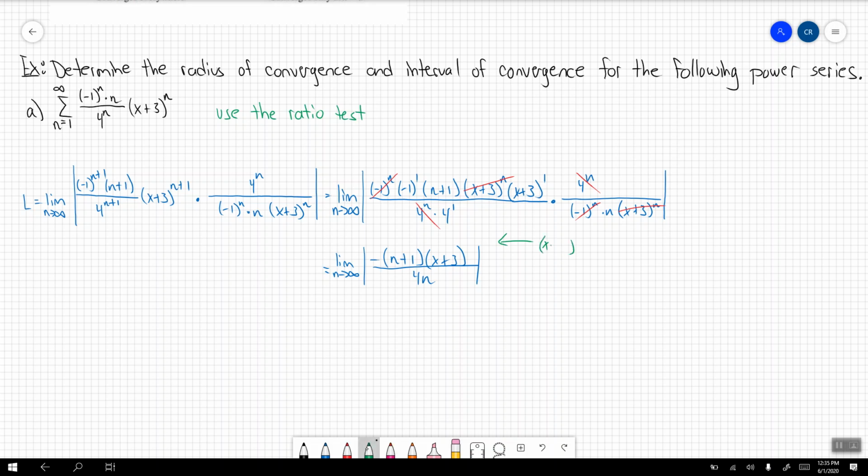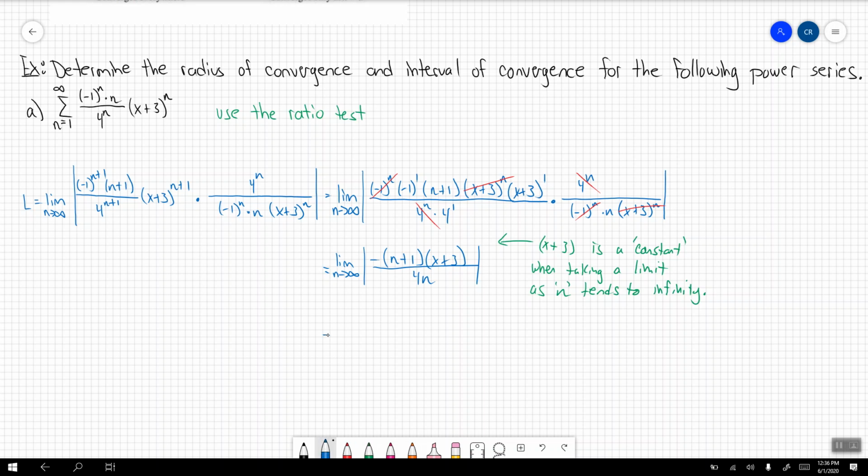So x plus 3 is a constant when taking a limit as n tends to infinity. And again, we're assuming it's a constant, or we're treating it as a constant because the limit only operates on n values. And in this particular case, x has nothing to do with this n value.